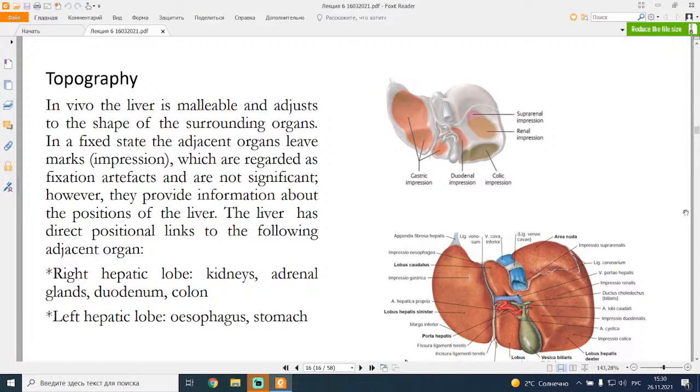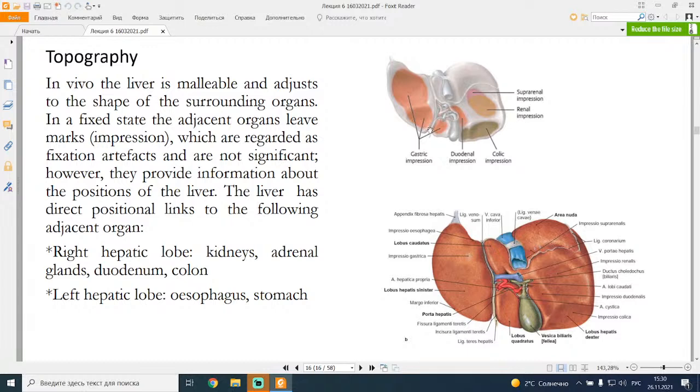Topography. In vivo, the liver is malleable and adjusts to the shape of surrounding organs. In the fixed state, the adjacent organs leave marks, impressions, which are regarded as fixation artifacts and are not significant. However, they provide information about the position of the liver. The liver has a direct positional link to the following adjacent organs.